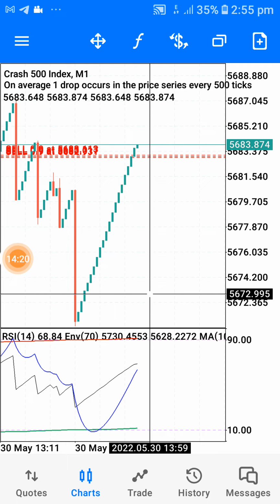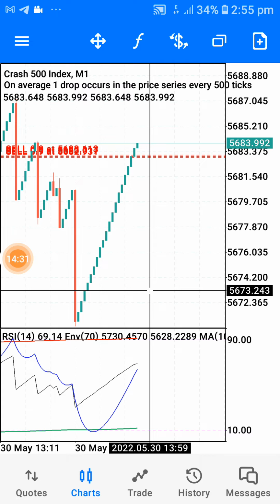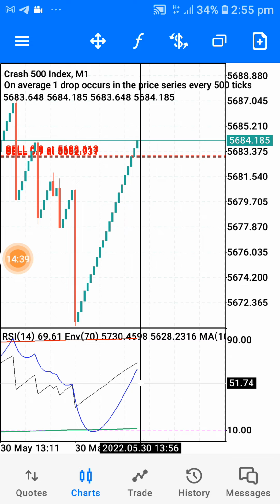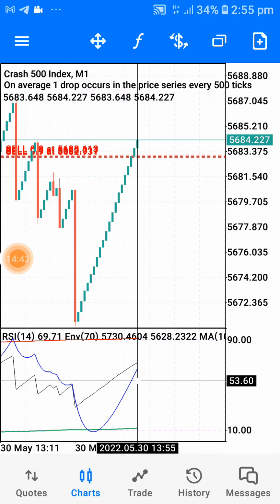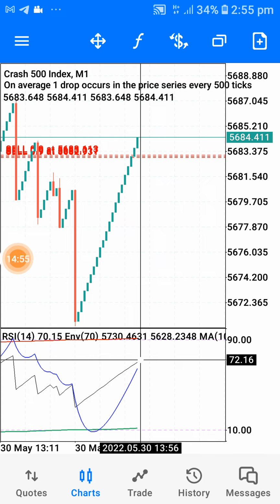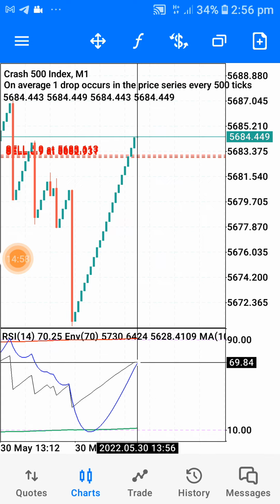And always try to ensure that before you enter any market, try as much as you can to get a lot of reasons why you want to enter this market. Don't decide on your indicators alone. Also see what your horizontal line is saying. See what your trend line is saying before you enter any market you want to deal with. Okay, that is it.